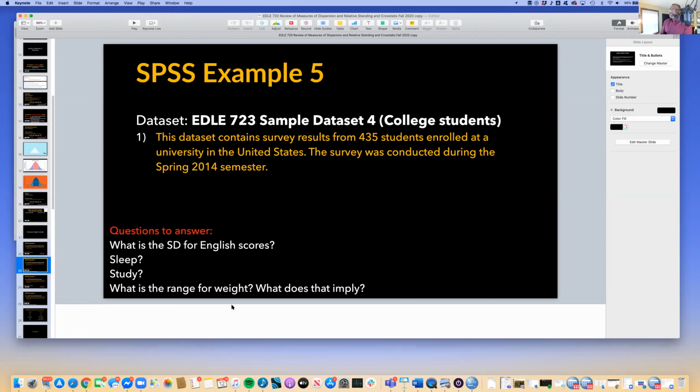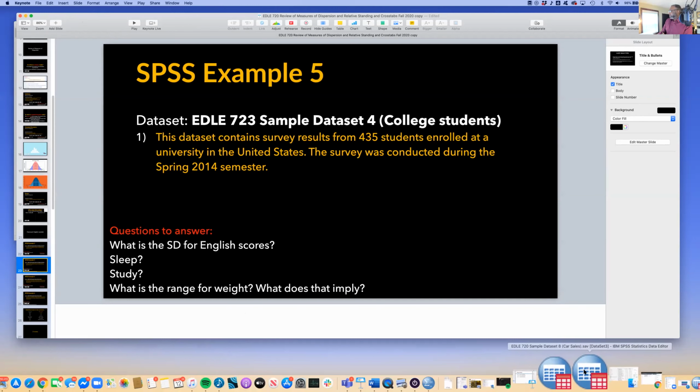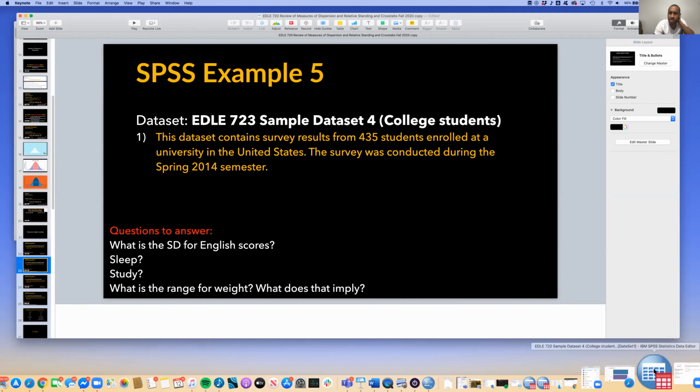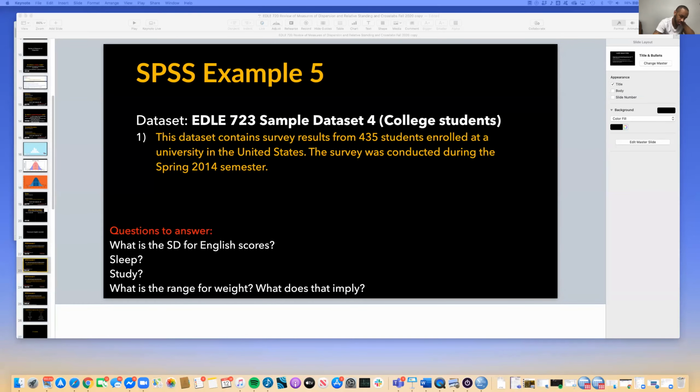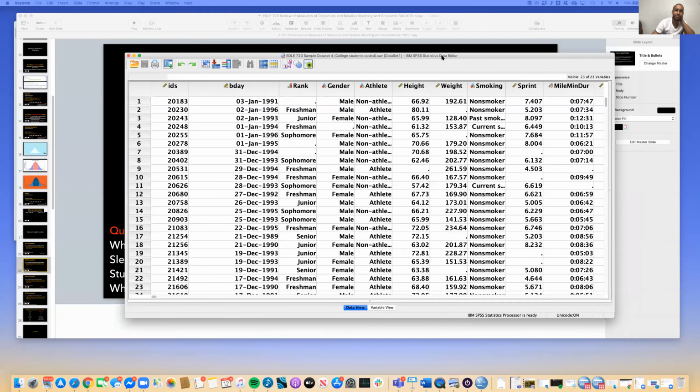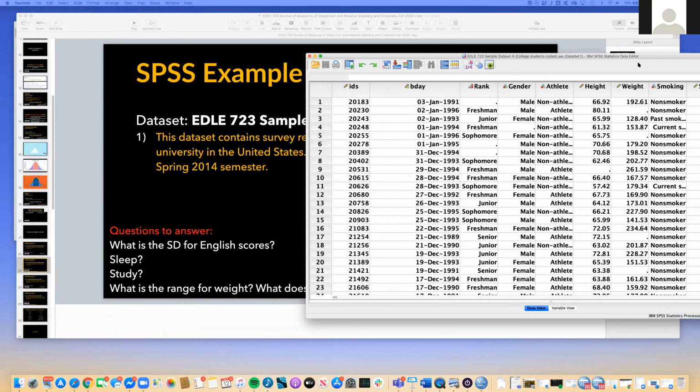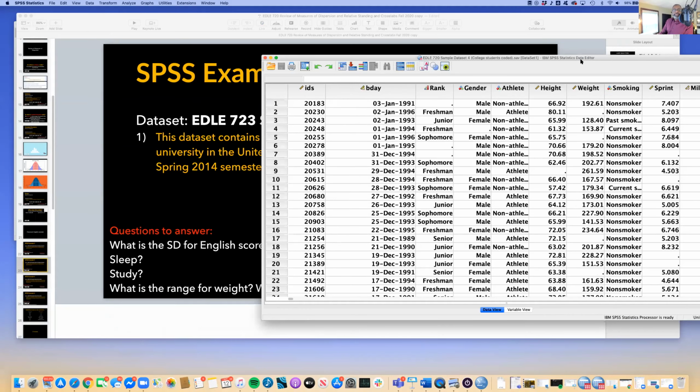And I'll just wait for you. Well, actually, I'll do it with you. Wait, what am I doing? You're going to find the standard deviation for English scores, and you're going to find the standard deviation for sleep hours. I think it's represented in hours, and that's from the college students. Should be coded as sleep time. Okay, I see it. Do we need the minimum and maximum or just the standard deviation? Just the standard deviation.